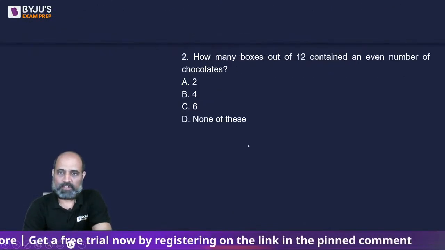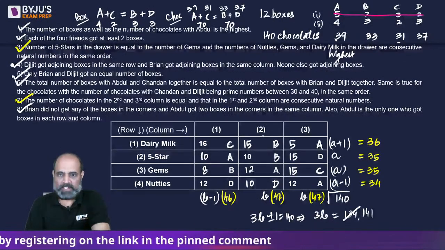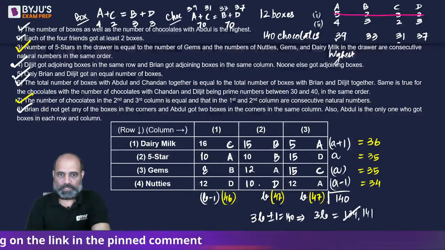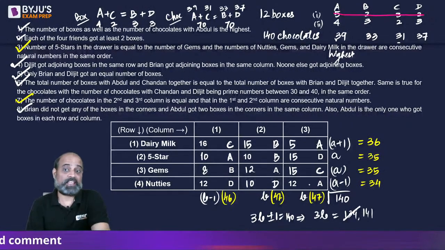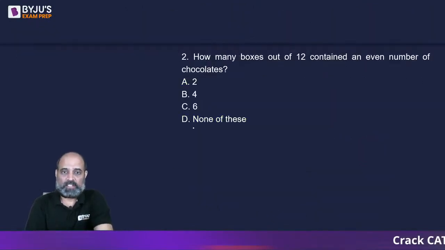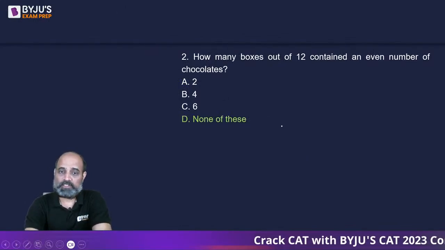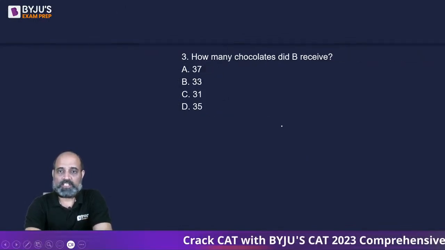Hold on. Then in the second column 1, 2, 3, so that is 4 plus 3, 7, and then one cell in the third column, which is 8. So there are 8 boxes where there is an even number of chocolates. So none of these. How many chocolates did B receive?